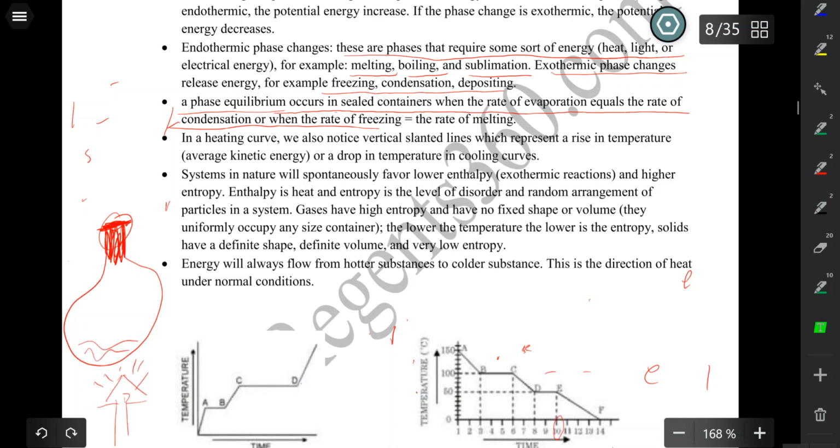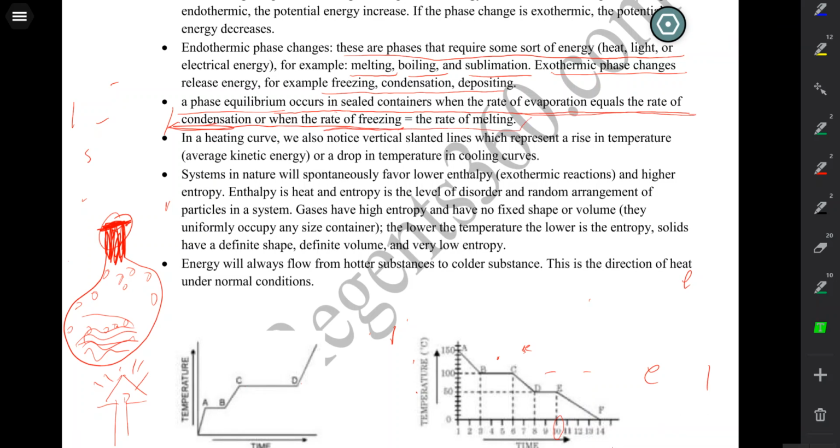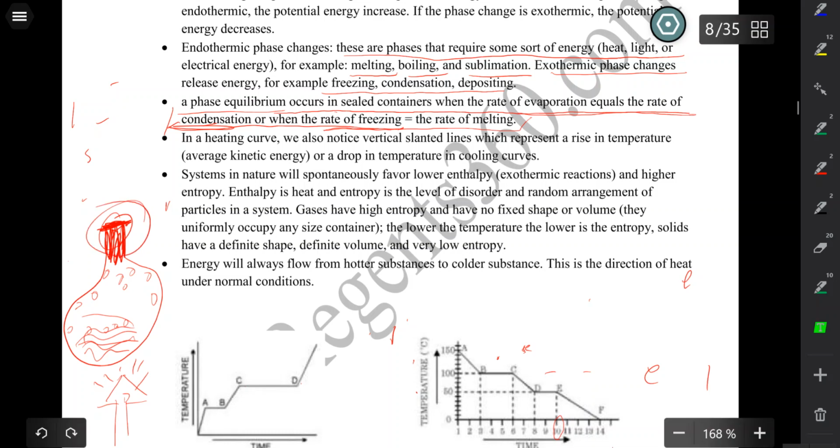You'll eventually create a phase equilibrium in which the liquid water will turn into gas, and the gas will condense back again and turn back into liquid, and then it will turn into gas, and then into liquid. So a phase equilibrium is when the rate of evaporation equals the rate of condensation in this case, or when the rate of freezing equals the rate of melting. This will only happen when you have a sealed container.